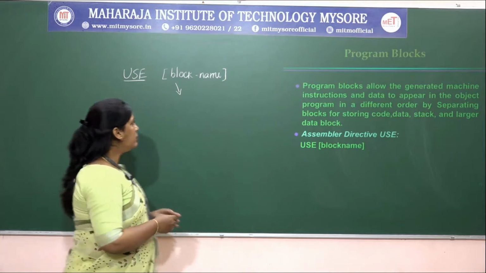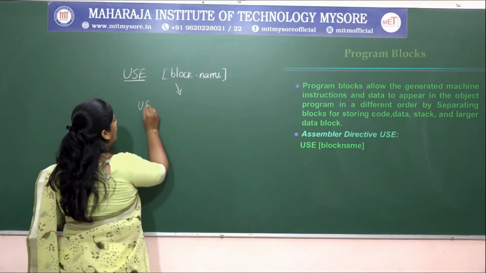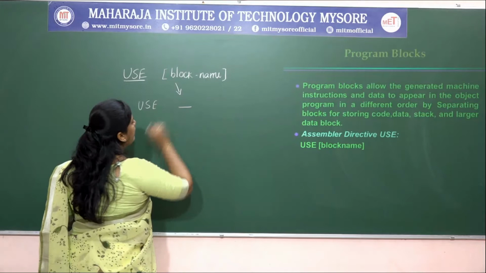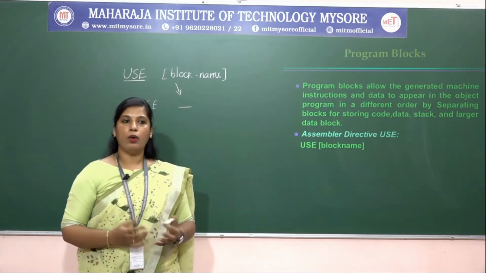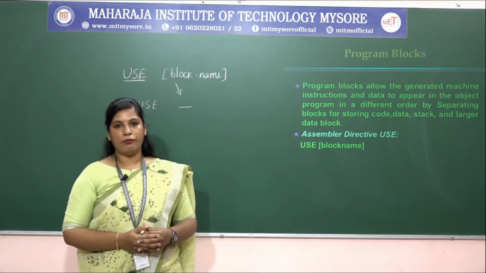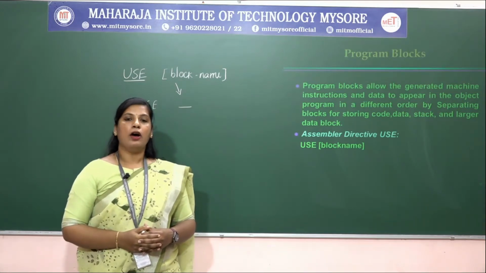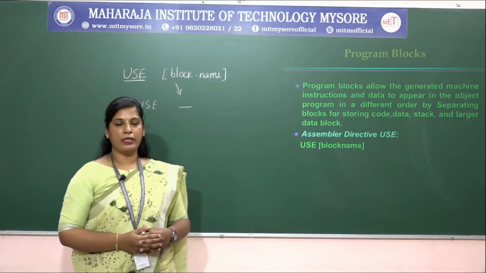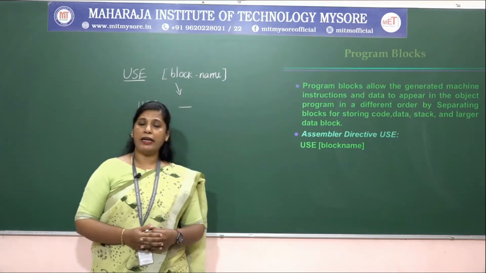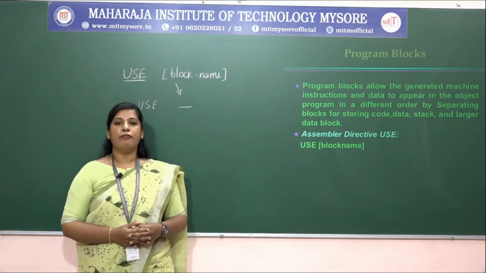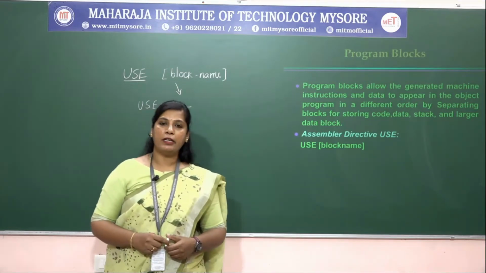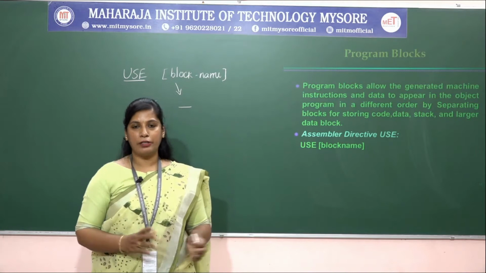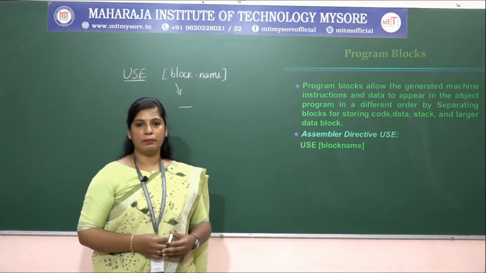If the USE directive doesn't have any block name here, by default it will take the default block. In the default block we always store the set of instructions. As we know, while writing an assembly language program, first we write the set of instructions, followed by whatever data variables are required for that program. We just define such things at the bottom of the program.